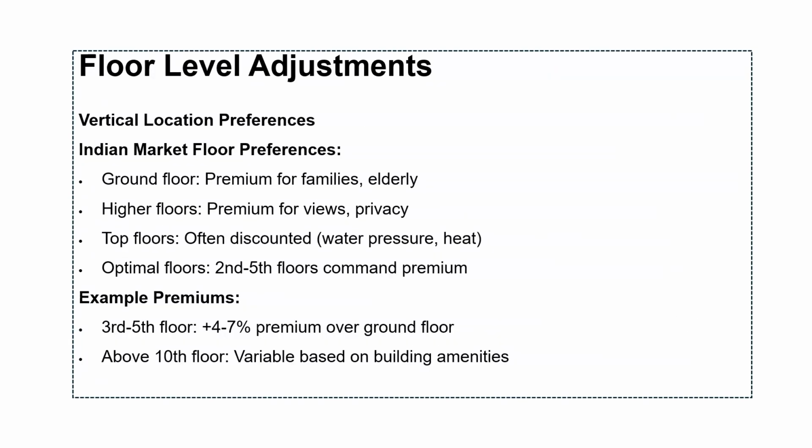Then floor level adjustments. So we have ground floor buildings, we have a residential unit located on the ground floor, one which is located on the second floor. It can be compared, but we will have to make the adjustment. Higher floors, premium for views, privacy. Ground floor, premium for families, elderly. Top floors often discounted. Water pressure might not be there, heat issues. So all these things. Then optimal floor, second to fifth floor, common premium. So these can be more easily compared to each other.